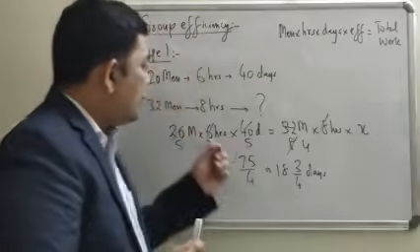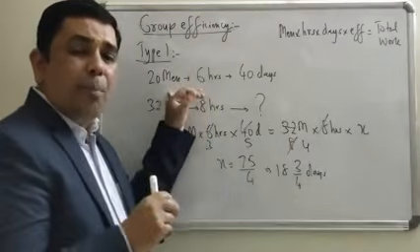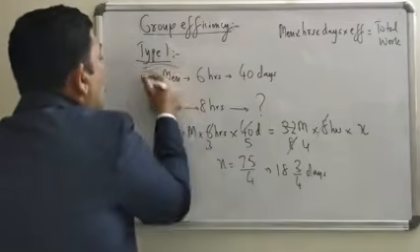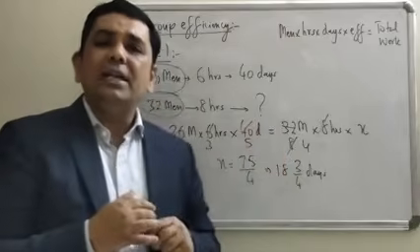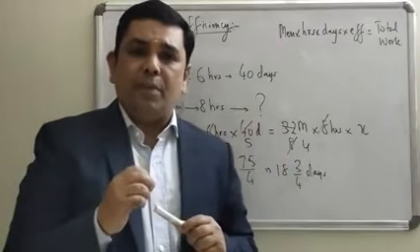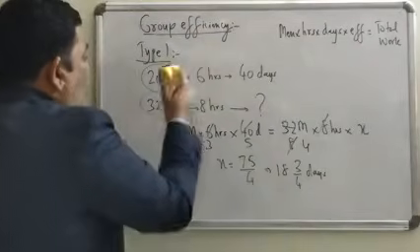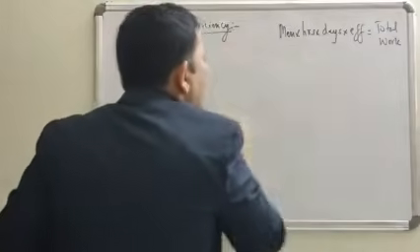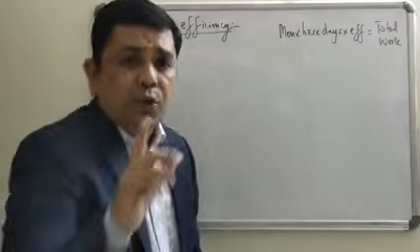If you see this example, there is no A, there is no B, there is no pipe, there is no leak, there are no individuals. We are talking about groups of people working together, and that is why this is called a group efficiency problem. Now let me take another example of type 1, just to make all of us comfortable.